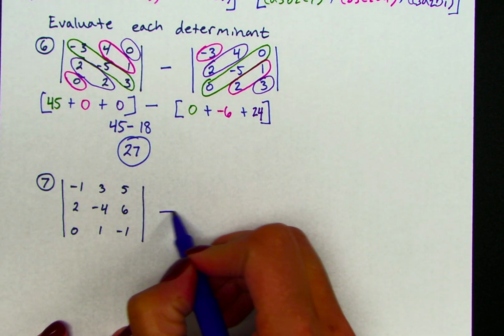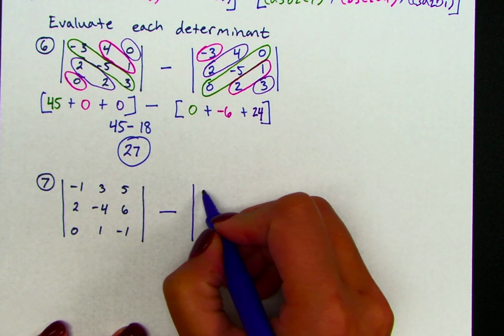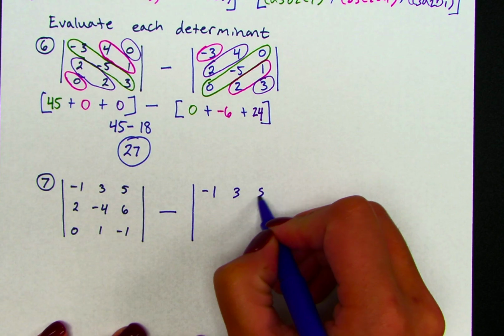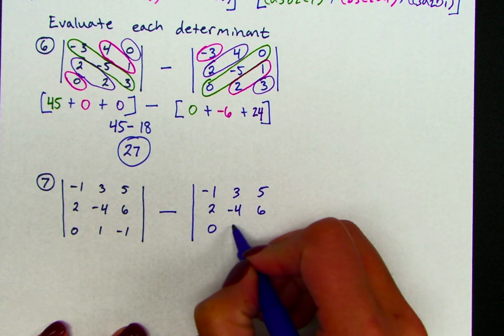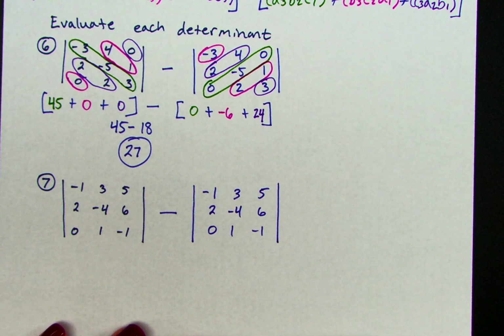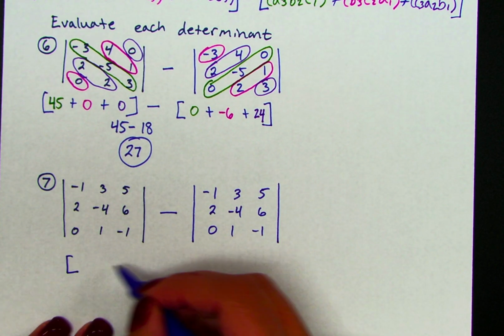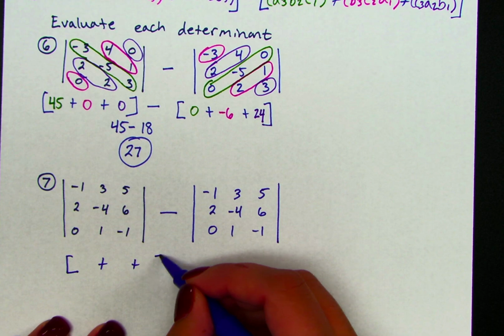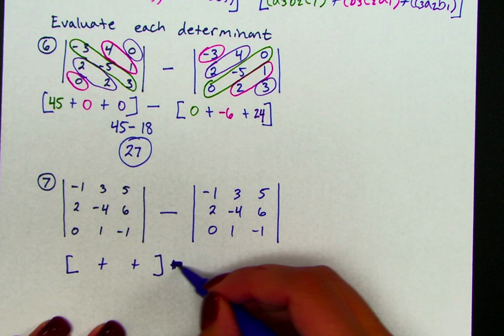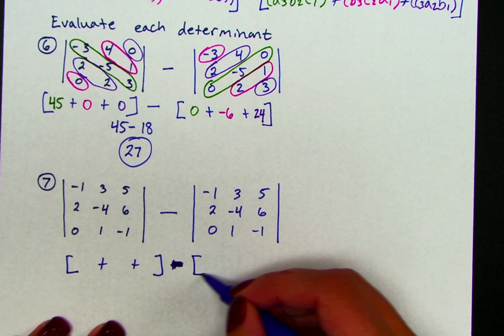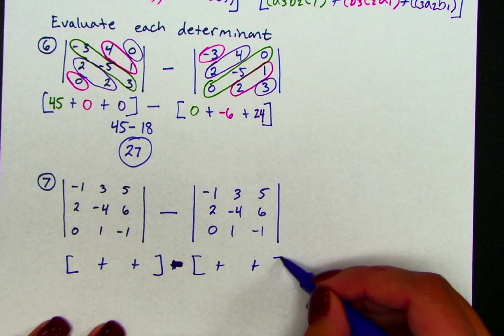All right, so again, I'm just going to write out my second one. So negative 1, 3, 5, 2, negative 4, 6, 0, 1, negative 1. And then I can do my setup right away. Oops. That should be a minus sign. And then adding in the brackets.